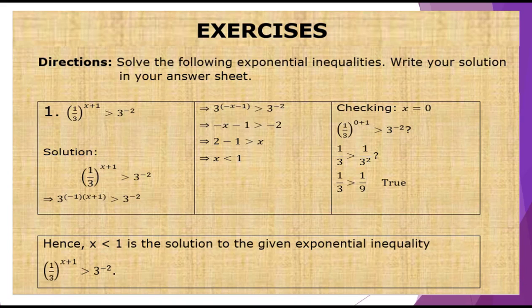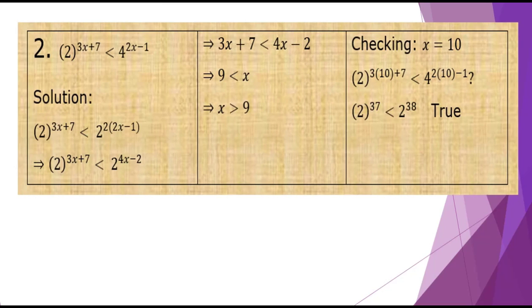Moving on to exercise number 2. We have 2 raised to 3x plus 7 is less than 4 raised to 2x minus 1. Solution: we just copy, and then we want to express 4 as a power of 2. In this case, we have 4 raised to 2x minus 1. Express this 4 as a power of 2. That's 2 squared. Then, we just simply copy the exponent 2x minus 1.